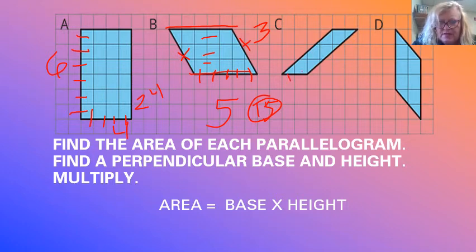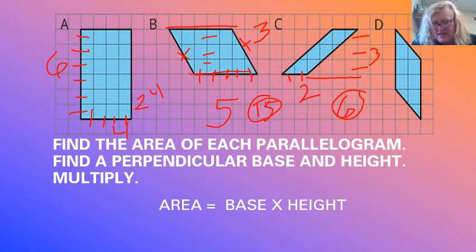We have 1, 2. Now to find the height, we want to go from this line. So I'm going to extend this line coming this way so that I can see how high it goes. See, the height has to be perpendicular. So I'm going to count 1, 2, 3. So my height was 3, my base was 2. 2 times 3 is 6. So C is 6.